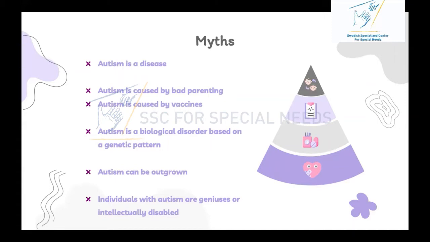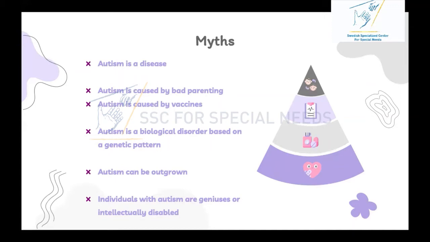And another myth is that autism can be outgrown. Autism is a lifelong disorder, and there is no cure for autism through either therapy or medicine. So it is a spectrum, and autistic people are affected in different ways. So autism can't be outgrown, but it can be treated.